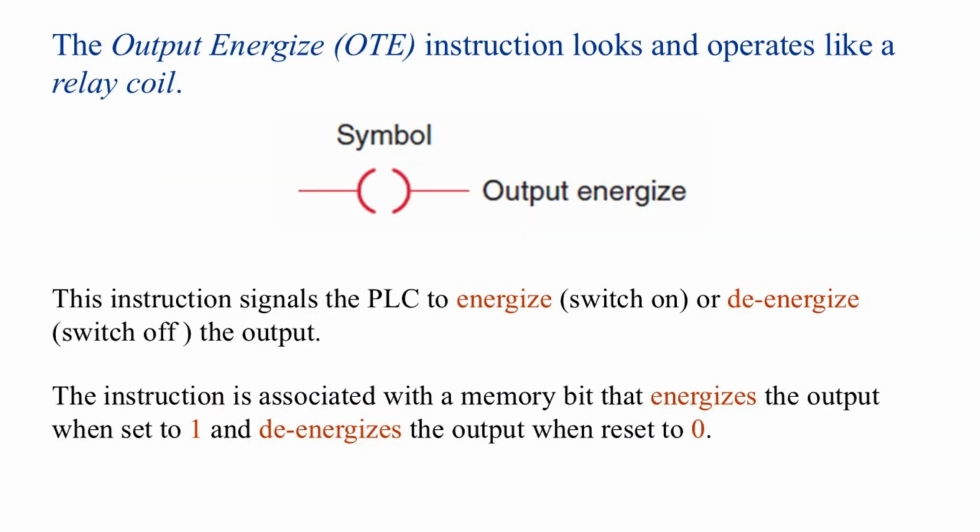The output energize instruction is the final element in a rung that controls a physical device, such as a lamp, motor, or solenoid. It behaves like a relay coil, energized when its rung is true and de-energized when false. When logic continuity exists, the PLC sets the associated output bit to 1. The output module sends voltage to the device. If logic becomes false, the PLC resets that bit to 0 and the device turns off.